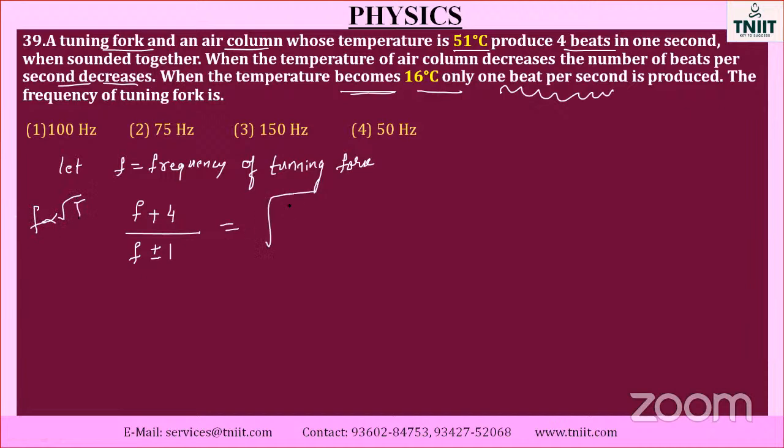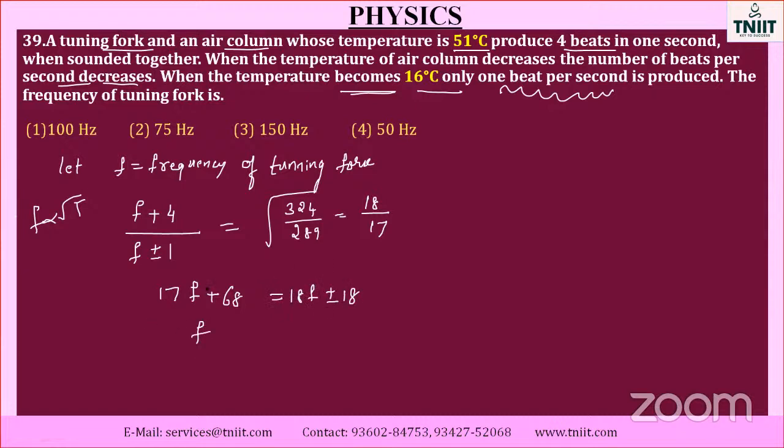root temperature. So the first temperature is 51 degrees Celsius plus 273, so it is 324 Kelvin. And in the second case, 273 plus 16, that is 289 Kelvin. Root 324 is 18. Root 289 is 17. So on cross multiplication, 17F plus 68 is equal to 18F plus or minus 18.